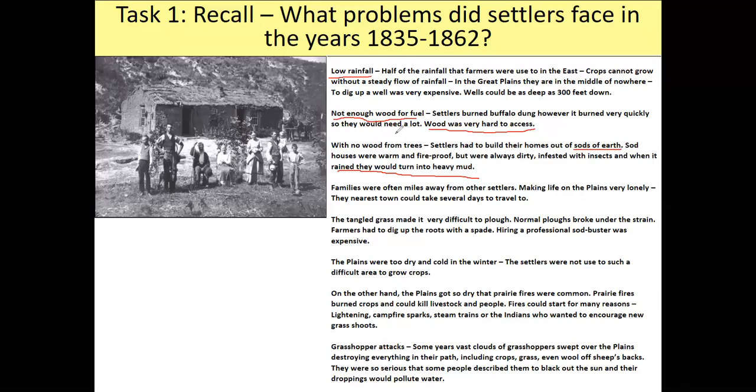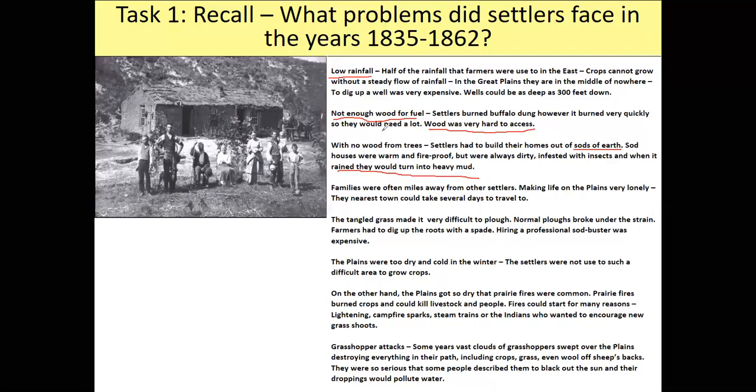The Great Plains also had very tough grass that made it very hard to plough. And if you can't plough effectively, you can't grow crops. Normal ploughs broke under the sod. Farmers had to dig up the roots of the grass, which would have been very, very painful, very difficult. It may not have equaled success. And overall, hiring a sodbuster would have cost quite a lot. And this is money that people didn't have, as they moved to the Great Plains thinking they could start again. Plains were dry and cold, and the settlers weren't used to such a difficult area, weren't used to the land. So they got there totally unaware of how they could grow crops.